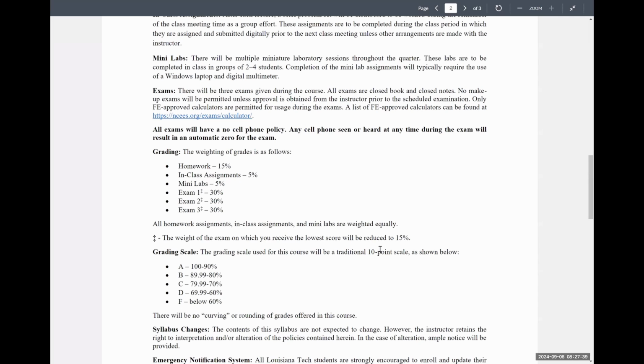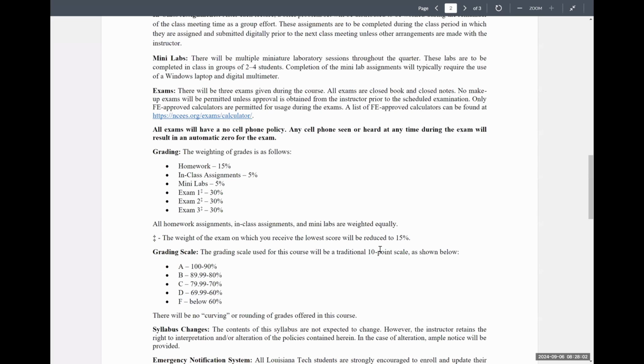And then exam 1, which is covering DC circuit analysis techniques, is 30%. Exam 2, which covers transient analysis, Thevenin and Norton equivalent circuits, is 30%. And then exam 3, which covers op amps and AC circuit analysis, is 30%. If you add all of those things together, it comes out to 115%.